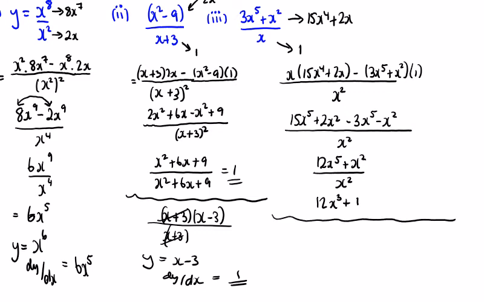So let's have a look. If we simplify that top, we would have had 3x to the power of 4 plus x, which is going to give me dy/dx to be 12x to the power of 3 plus 1. Same answer both times. So it's up to you within a question.